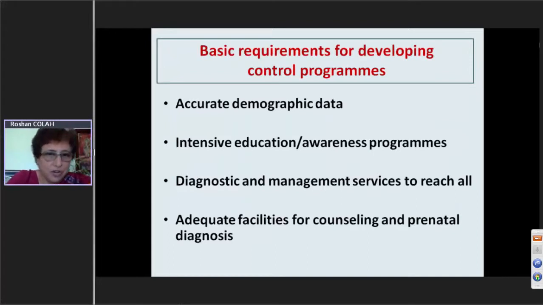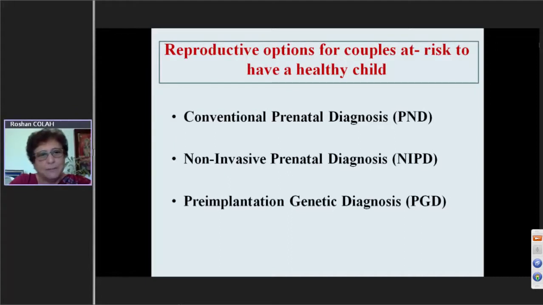Now coming to the control programs, we need some basic information. We need accurate demographic data, we need to intensify our education programs and awareness programs, and we have to develop services which can reach everyone. We also need adequate facilities for counseling and prenatal diagnosis. The very good programs that we have for awareness and screening are in Gujarat and West Bengal. They can be used as model programs to develop in other cities or in other states.